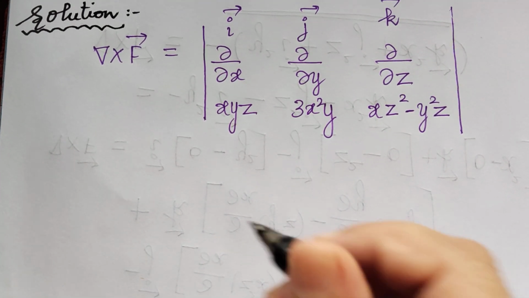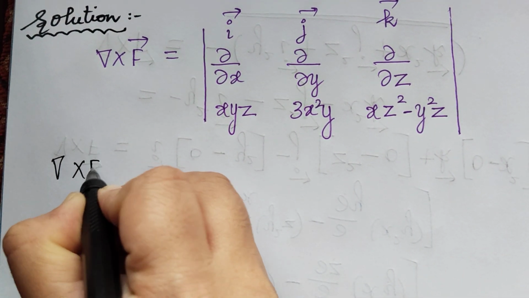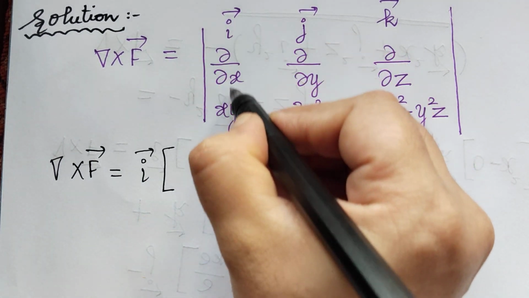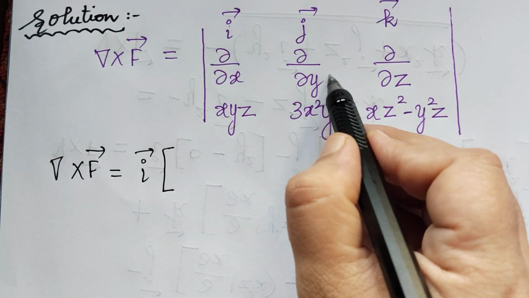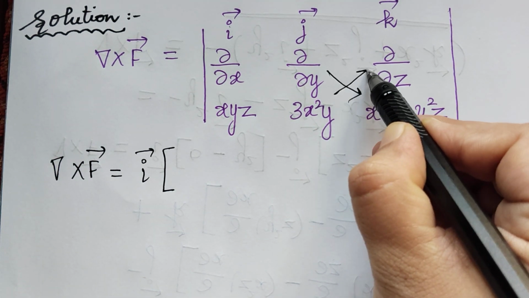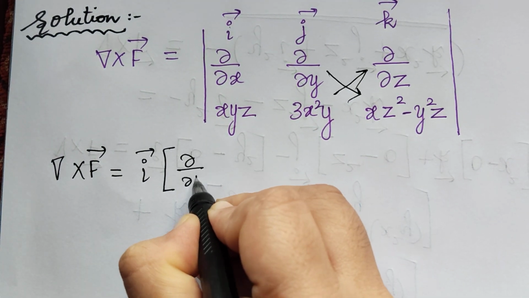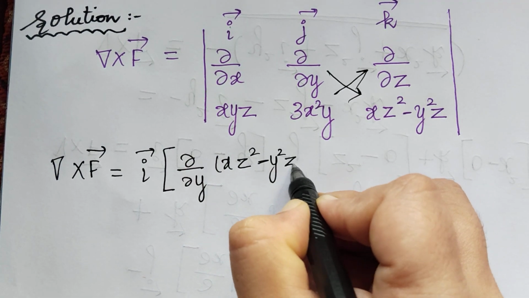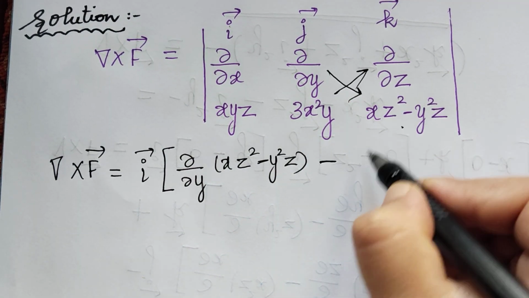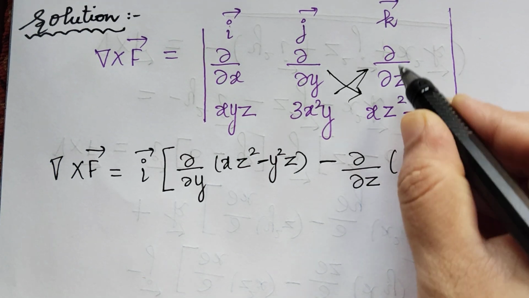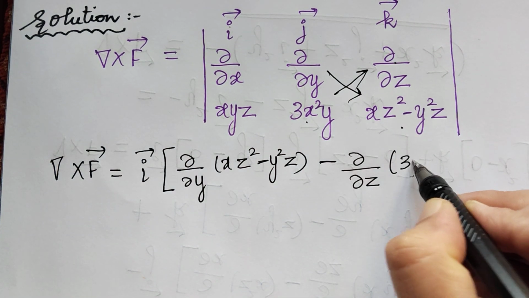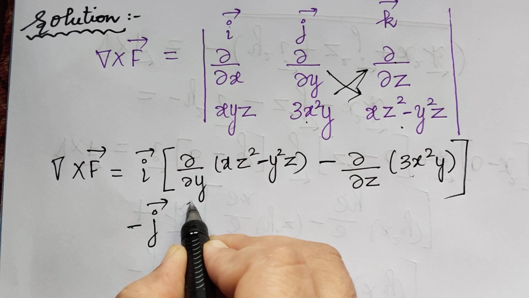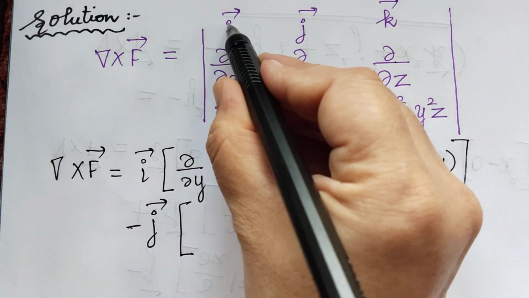So del cross f vector will be equal to i vector multiplied with, so block this column, block this row. So we will be having this multiplied with this minus this into this. So dou by dou y of xz square minus y square z, this into this, minus dou by dou z of 3x square y, this into this. Then minus j vector multiplied with, so block this column, block this row.